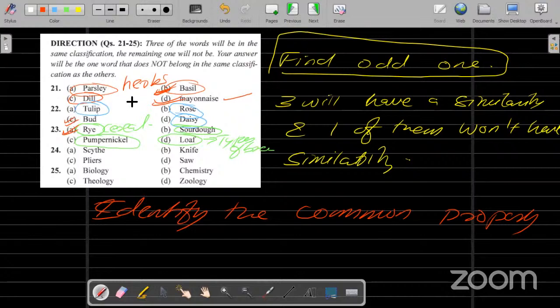Now, question number 24. Scythe, knife, pliers, and saw. Here we can come to the conclusion that saw is used to cut something, knife is used to cut something, scythe also is used to cut something, whereas pliers are not used to cut something. So the answer is pliers. Question number 25. Biology is a part of science. Chemistry and zoology are also subjects in science, whereas theology is not. It's a study of God.